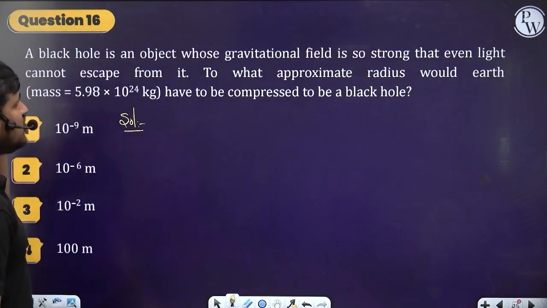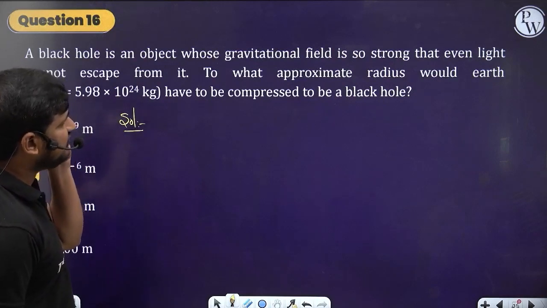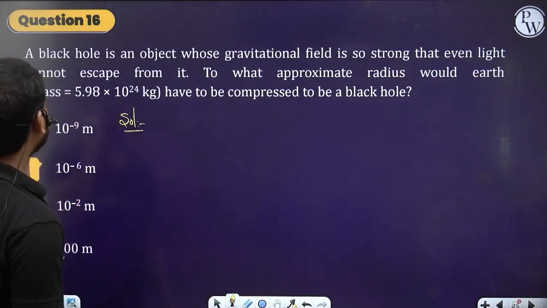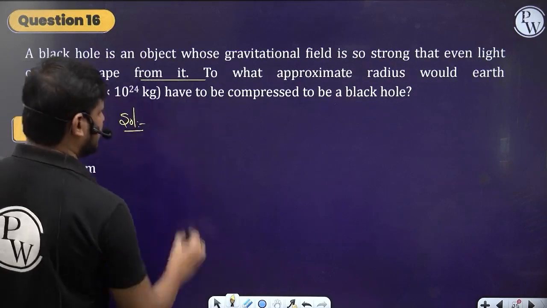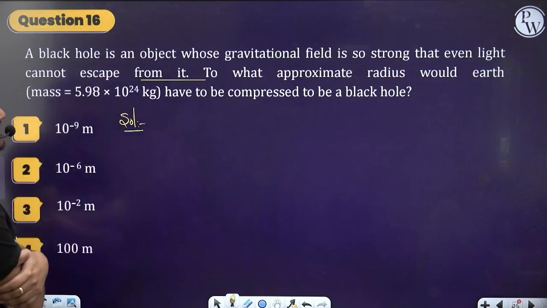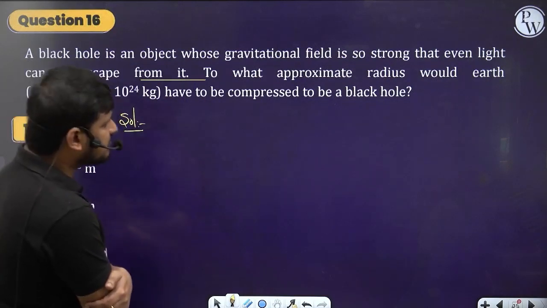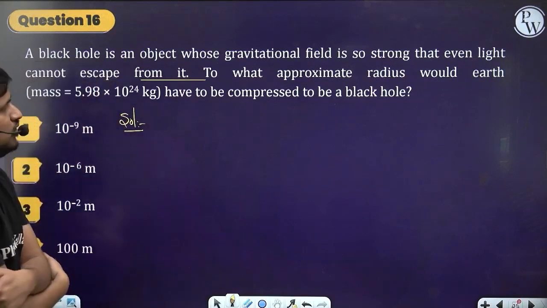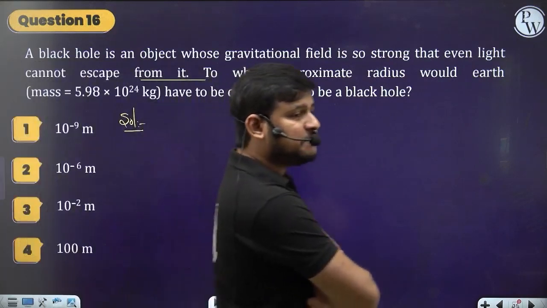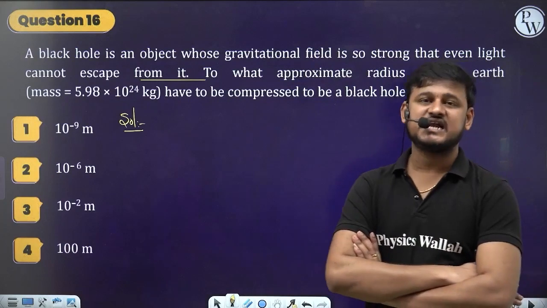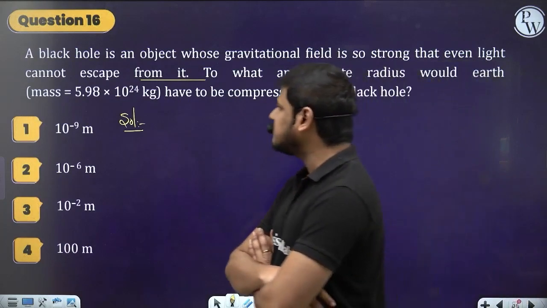So a black hole is an object whose gravitational field is so strong that even light cannot escape from it. To what approximate radius would Earth have to be compressed to become a black hole? So if Earth has to become a black hole, what should be the radius of the Earth? See here, what's the black hole condition?